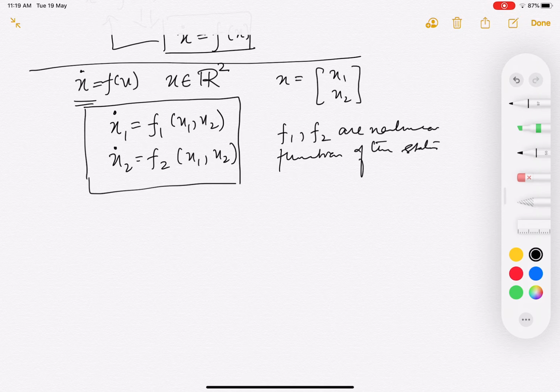So now some definitions before we start making the phase portraits and doing the phase plane analysis. So basically, what is a phase plane?